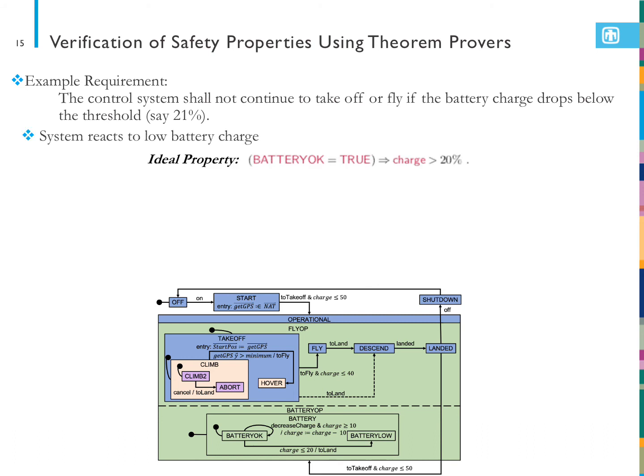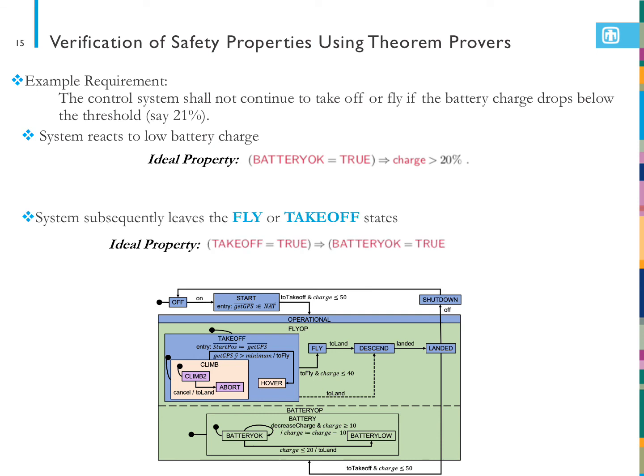We can write this property ideally as if the battery OK state is true, that implies that the charge is greater than 20%. Now, a consequence of that property is the invariant that tells us that if we are in that takeoff state, this takeoff state equals true, that implies that the battery is okay. That means that we have enough charge to perform our takeoff capabilities.